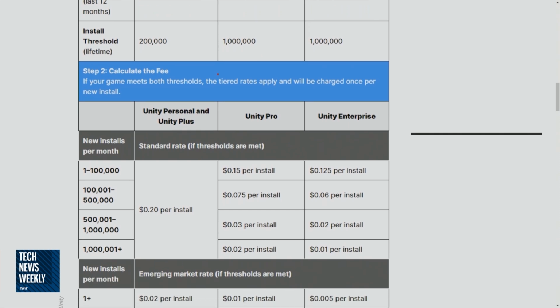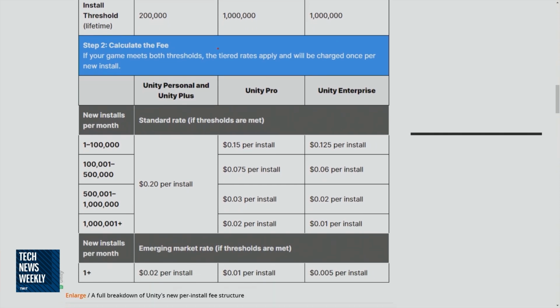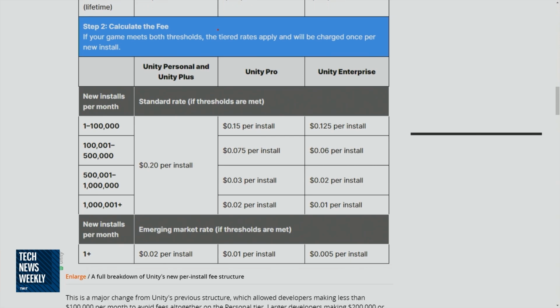And now out of nowhere, if you're successful with a Unity game, you could end up paying a lot more than you budgeted for. And this will also apply to games that are currently out. Not previous installs, but future installs of current games, if that makes sense. What you said makes sense. It doesn't make sense that would be the case.